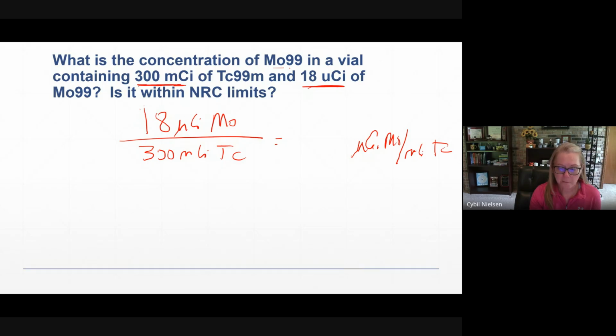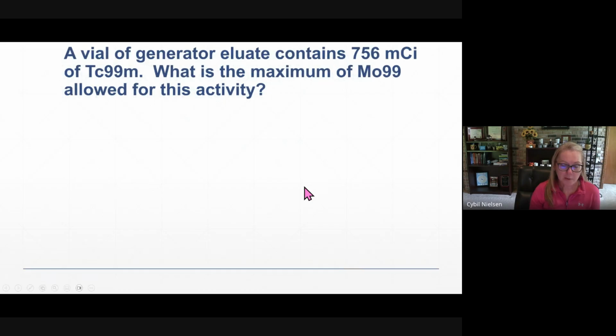All right, what's your answer? 0.06. Perfect. Okay. And now over time, this number is going to go up. It's going to go up because your technetium is going to come down a lot faster than your moly is. Okay. All right. How about this one?